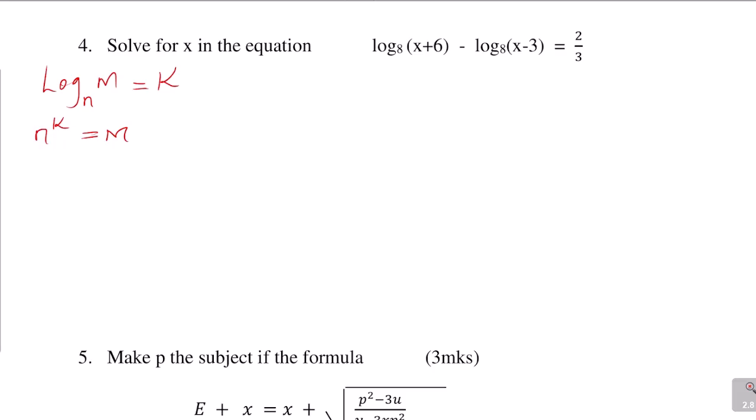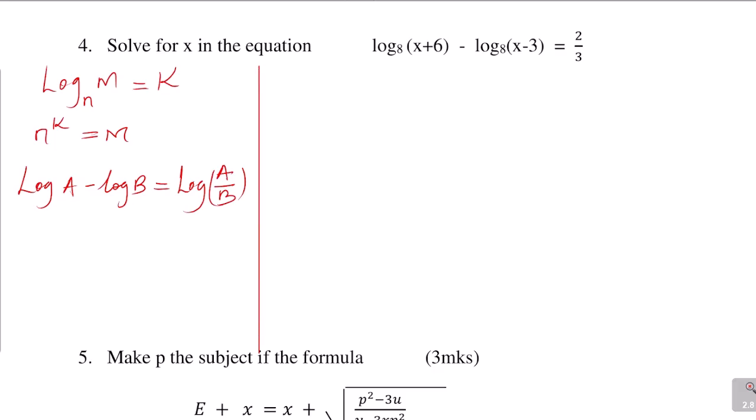So the first thing, look at the left hand side. You can express that one as a singular logarithm. So you're going to use a certain law. This is the law. Remember this. Logarithm of a subtract the logarithm of b, written as a singular logarithm, will be logarithm of a divided by b. So when you look at what we have there, it is therefore very easy to write this one as a single log. So this will be logarithm of x plus 6 divided by x minus 3 to the base of 8. That is the left hand side. And this one is equals to 2/3.